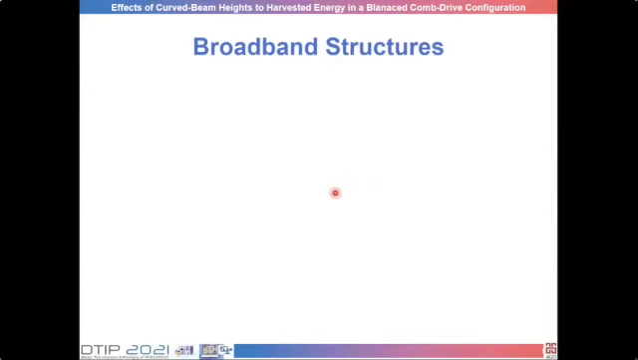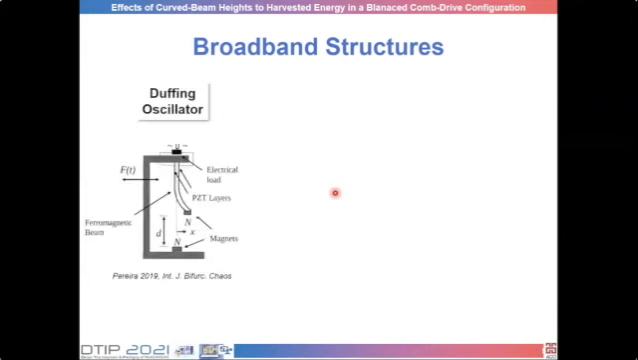There have been different approaches attempted to incorporate broadband structures in energy harvesting devices. In one approach, they used Duffing oscillators. In this example, there are magnets with the same polarity. Therefore, this structure will try to go away from the center line, and hence this one has multiple stable positions.